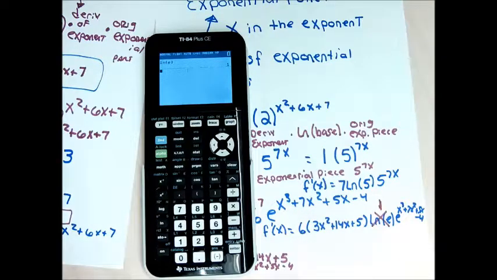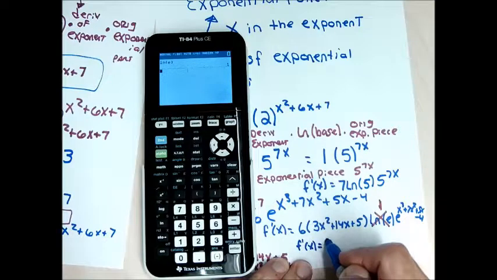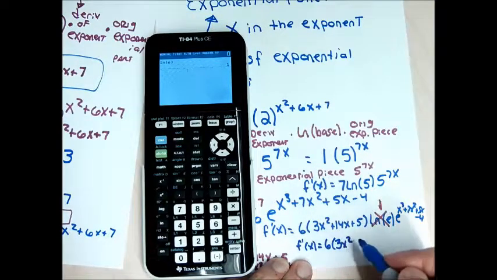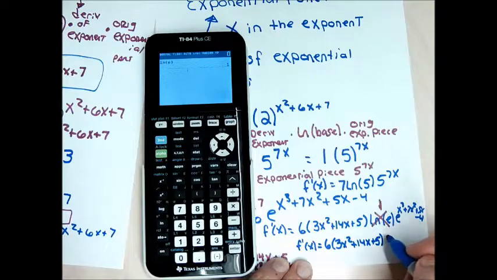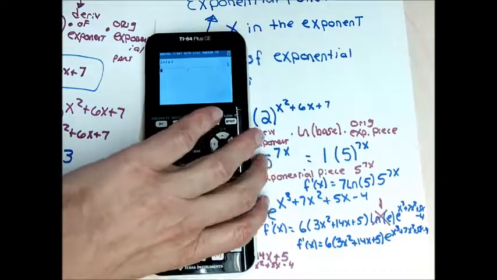So a better form for the derivative here would be f prime of x equals 6 times 3x squared plus 14x plus 5 times 1, which I'm not going to write, times the e to the x cubed plus 7x squared plus 5x minus 4. All right, that's everything to get us halfway through the section.